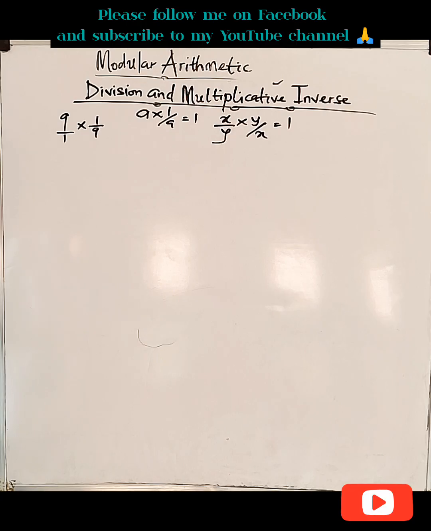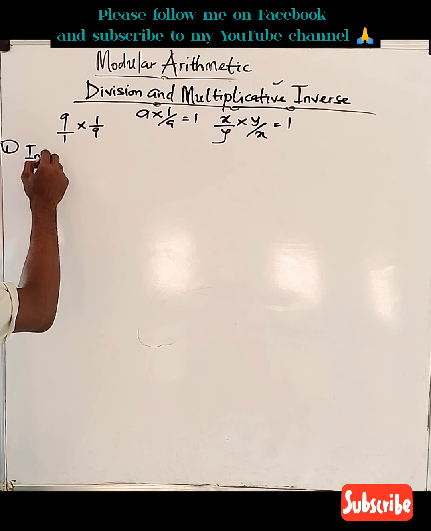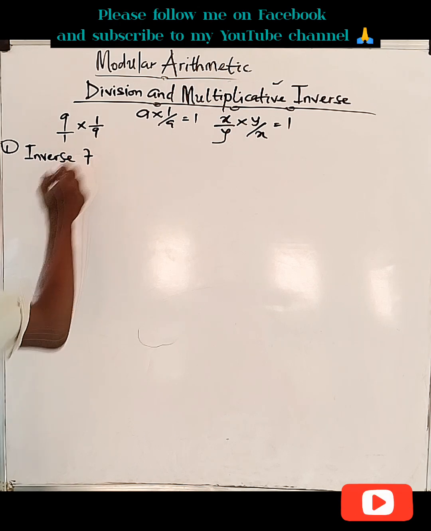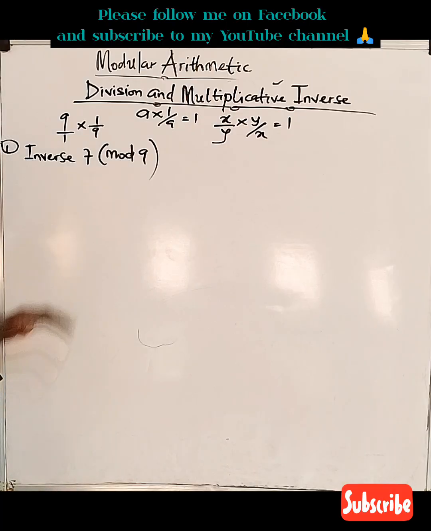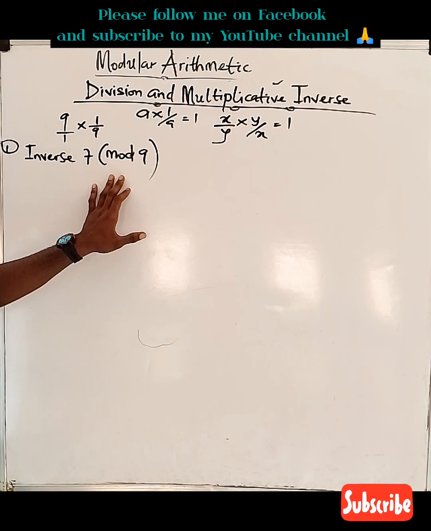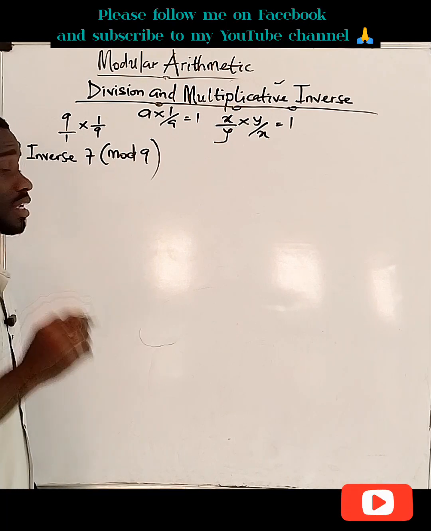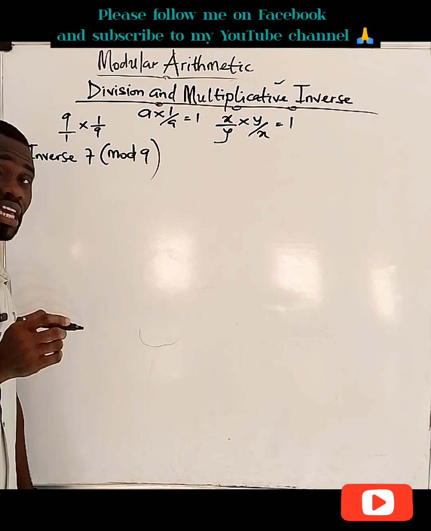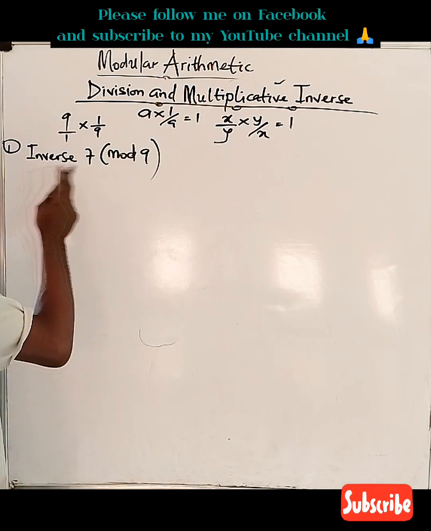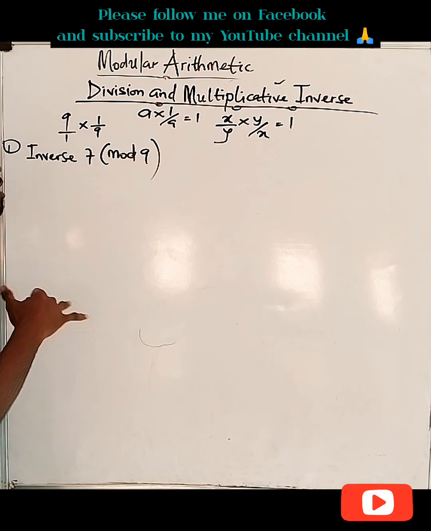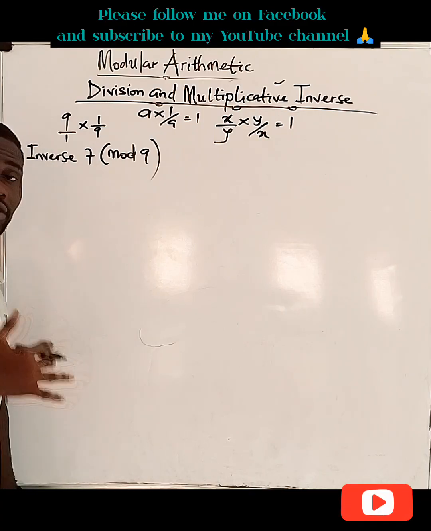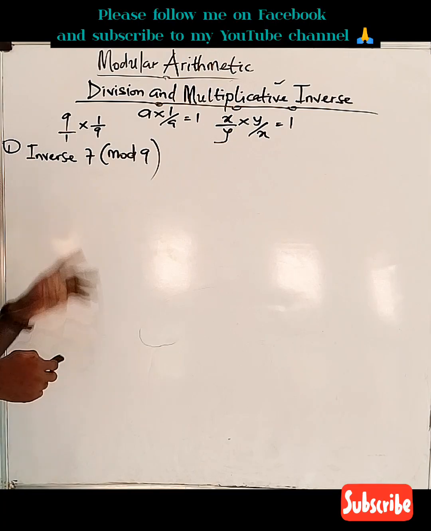So quickly, we're going to be looking at the first worked example. We talk about the multiplicative inverse. What is going to be the inverse of 7 in modulo 9? For us to get the inverse of 7 in modulo 9, don't forget, whatever they ask us to get the inverse of has to be in a given modulo. So inverse of 7 in modulo 9, it could also be inverse of 7 in modulo 4, or in any other modulo. But this is inverse of 7 in modulo 9.